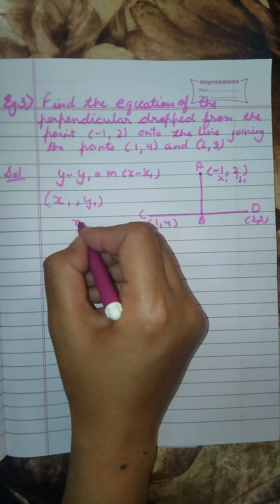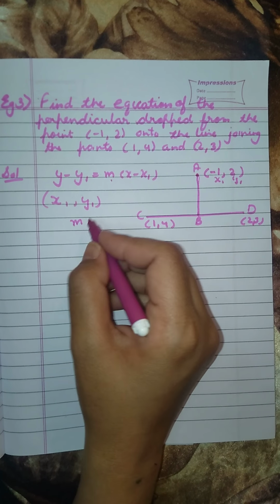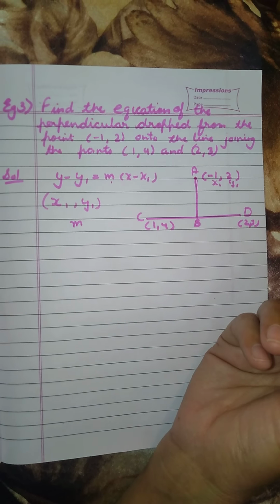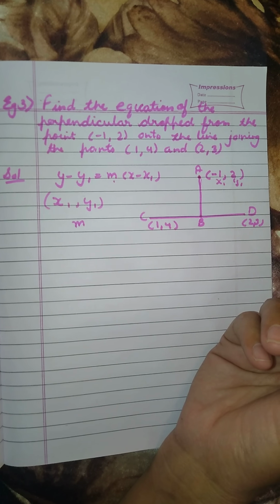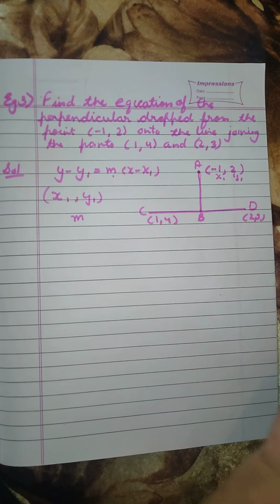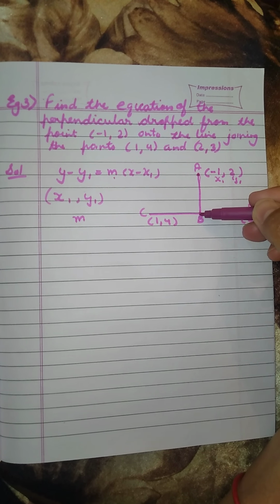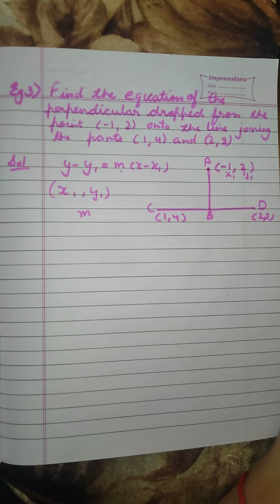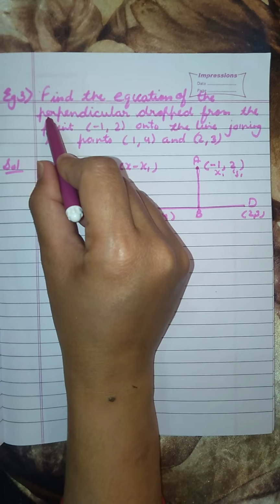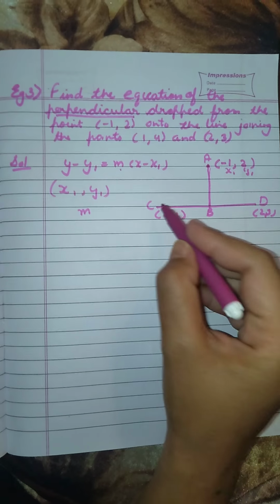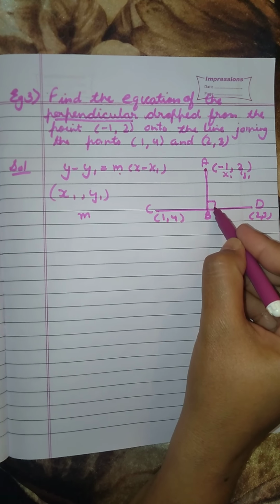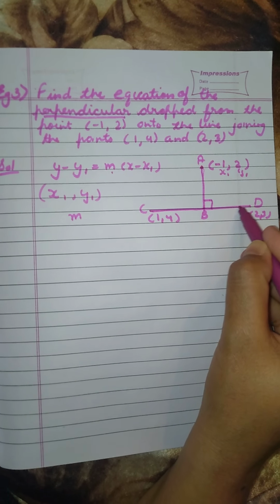Second requirement is M, that is slope. Now to find slope, the formula is y2 minus y1 over x2 minus x1. But I do not have 2 points on this line. But I have another condition. The condition is that my line is perpendicular to this CD line. My AB line is perpendicular to the given line CD.